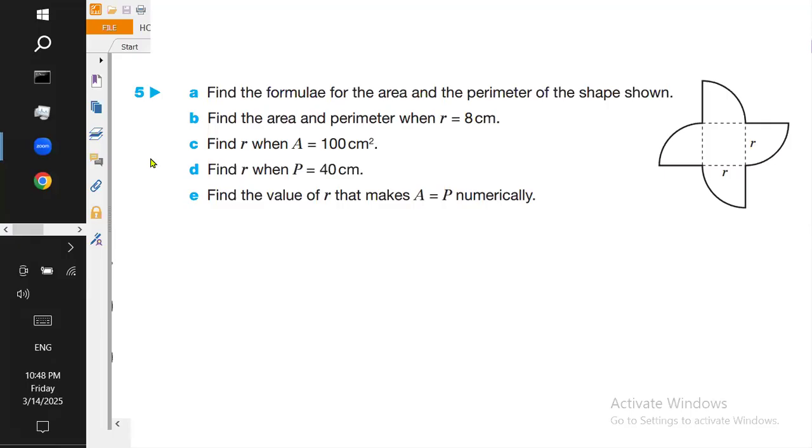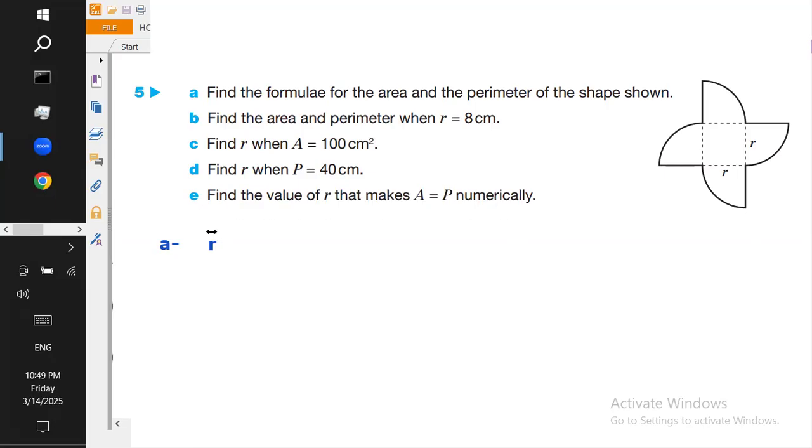So first question. Find the formula for the area and the perimeter of the shape shown. So first we find the formula of the area. We look at the shape, we notice that it's a circle and a square inside of it. So the area of a circle plus the area of the square. First, let's write A here. The area of a circle here is what? Very good. It's pi r squared. So the area of a circle, it's pi r squared.